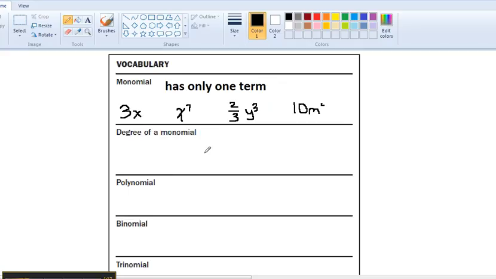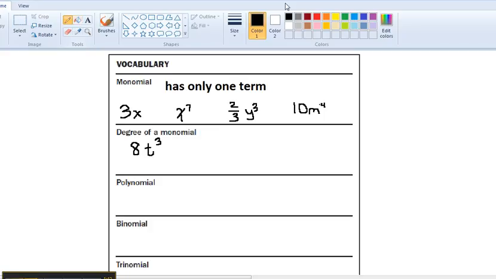Now the next thing is called the degree of a monomial. And the degree is basically what that exponent says. So let's write down a couple right here. In fact, we'll do some examples and we'll kind of point to them. So we'll start with, how about 8t to the 3rd?